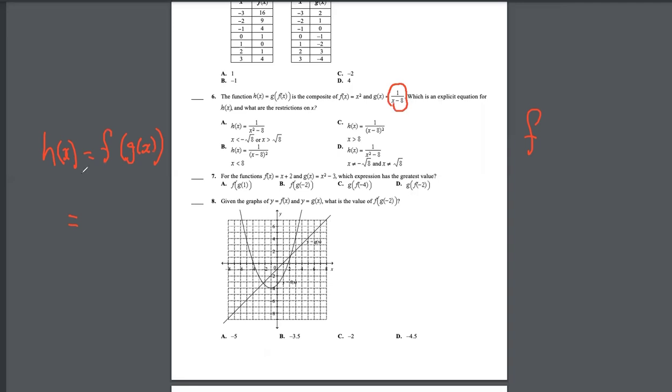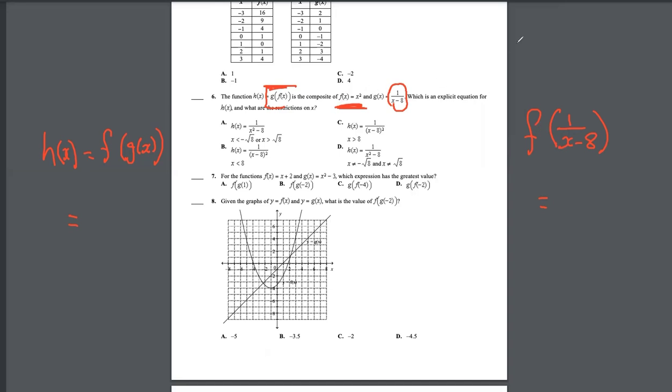Since I'm saying f of g of x, of course, I'm not doing this. I want you to do this yourself. If they're saying f of g of x, then this becomes f of whatever that is. So f of 1 over x minus 8. And then you have to go to the function f of x here. And so this will equal, instead of x here, you write 1 over x minus 8.